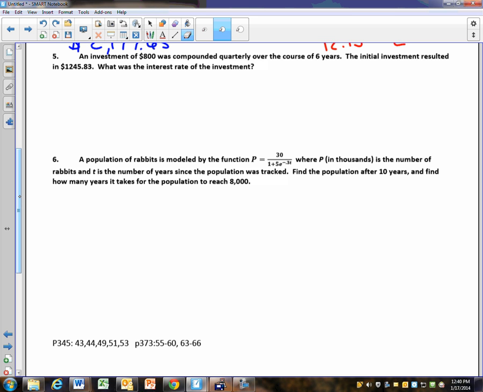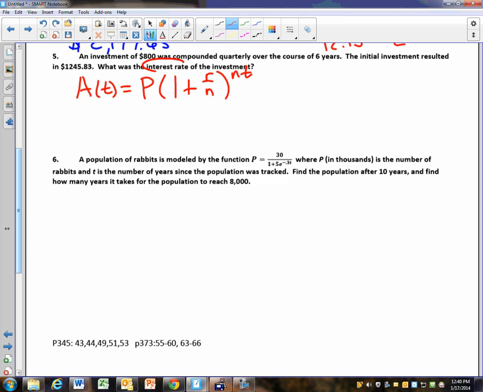Okay. Now we're going to solve for a different variable. An investment of $800 was compounded quarterly over the course of 6 years. The initial investment resulted in $1,245.83. What is the interest rate of the investment? What are we trying to solve for in this problem? R, interest rate. Can we find R? Well, hopefully we have the other pieces.